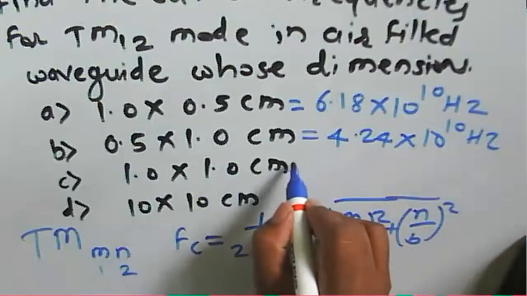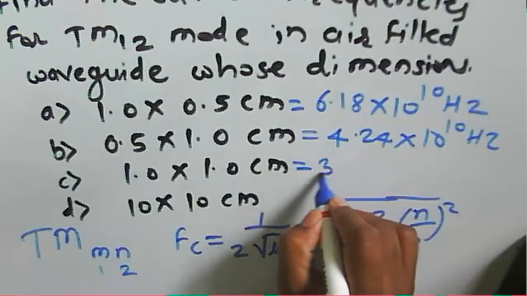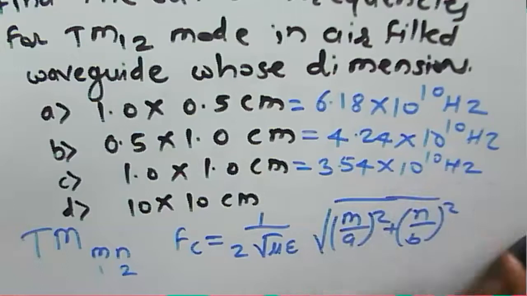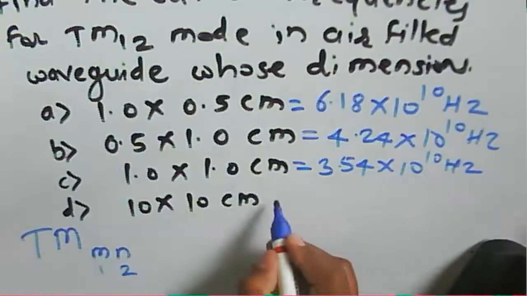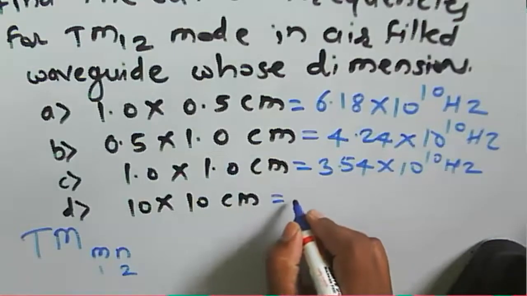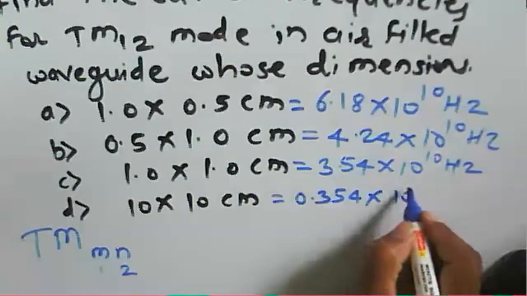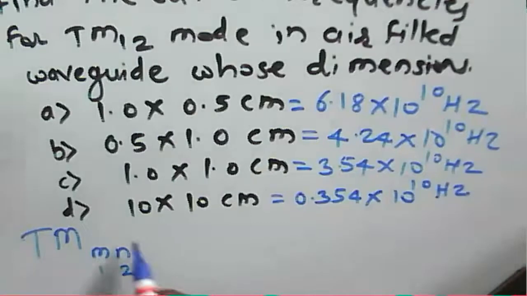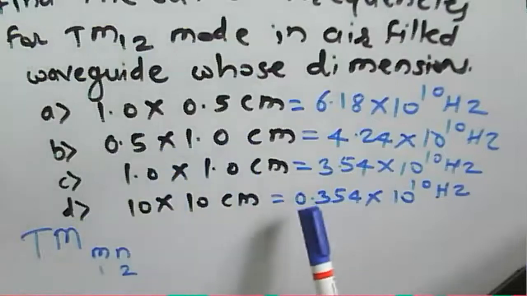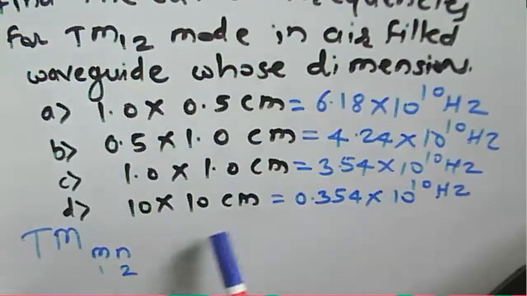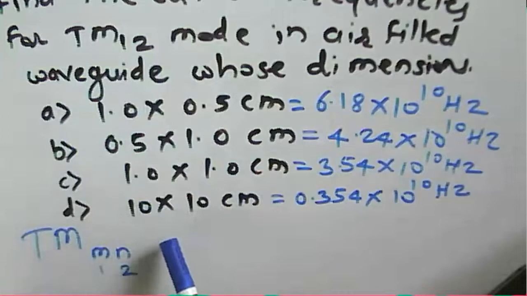The next, 1 into 1, we get 3.54 into 10 to the power 10 hertz. Then in another case, we get 0.354 into 10 to the power 10 hertz. So these are the values if we consider those A and B values, and we get the cutoff frequency for the given values for TM11. So that is the cutoff frequency equation.